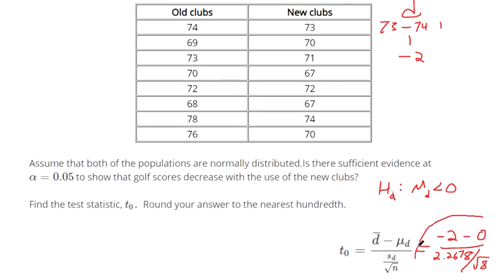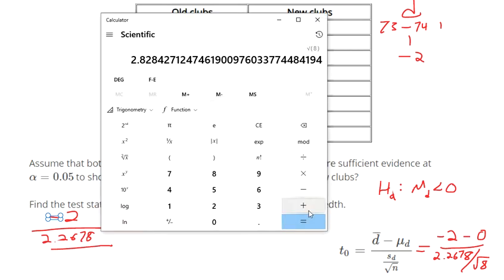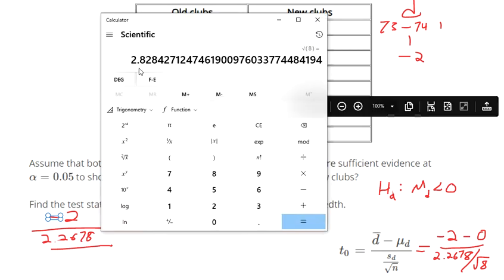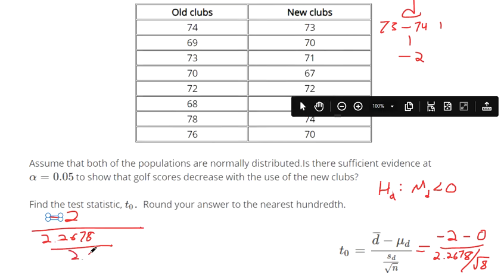Okay, so do this out on paper. Write out the square root of 8 in one step. -2 minus 0 just makes -2 up top. And we're dividing that by the square root of 8. So there's our square root of 8, 2.8284.